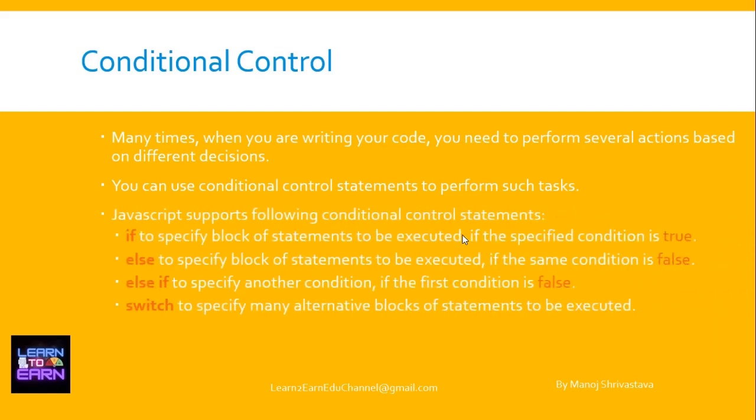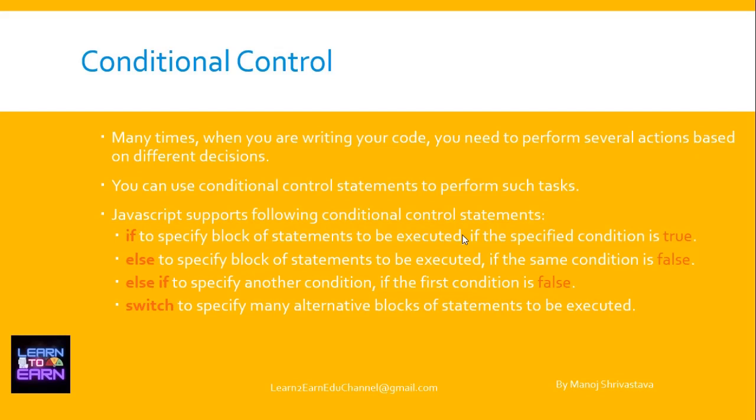JavaScript supports the following conditional control statements. If is used to specify a block of statements to be executed if the specified condition is true. Else is used to specify a block of statements to be executed if the same condition is false. Same condition means the condition which we had specified in the original or first if condition. If that if condition is false, then the else part or else block will get executed.